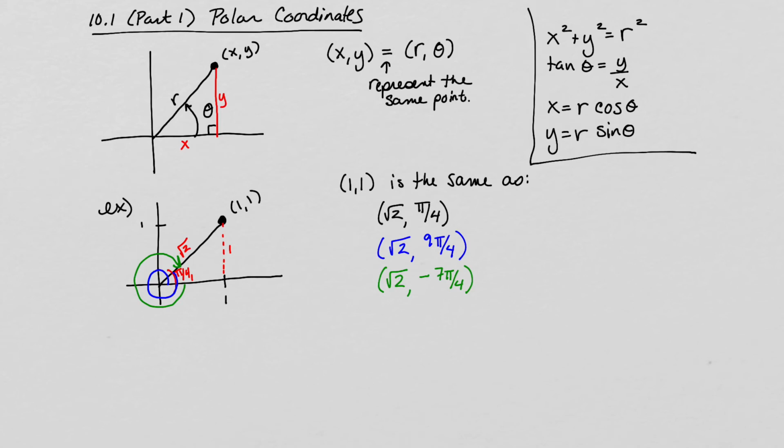Okay, so let's do some of this converting. Convert the following to rectangular coordinates. A, (2, pi).